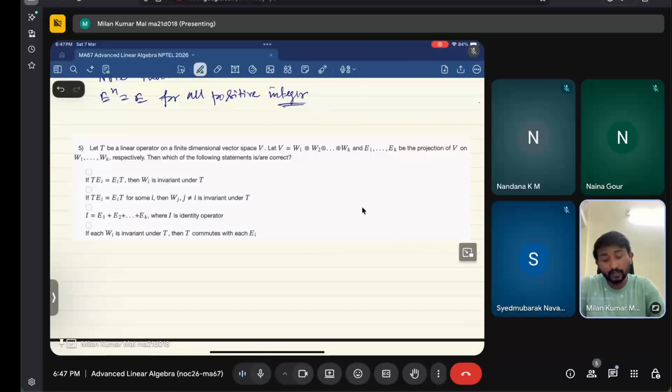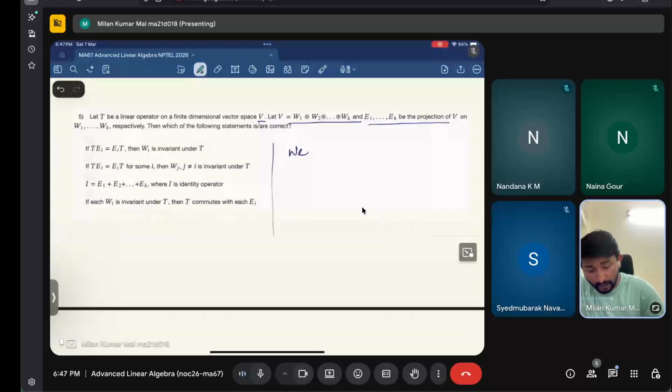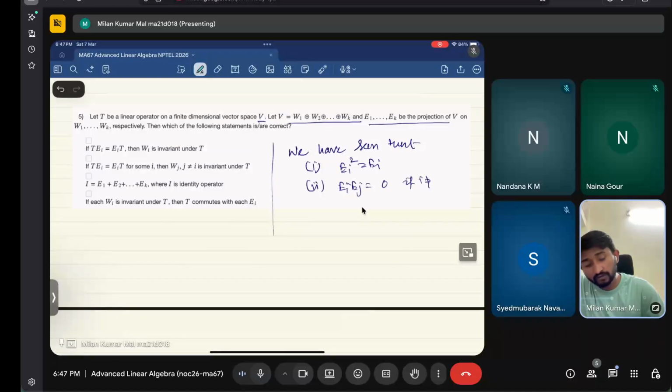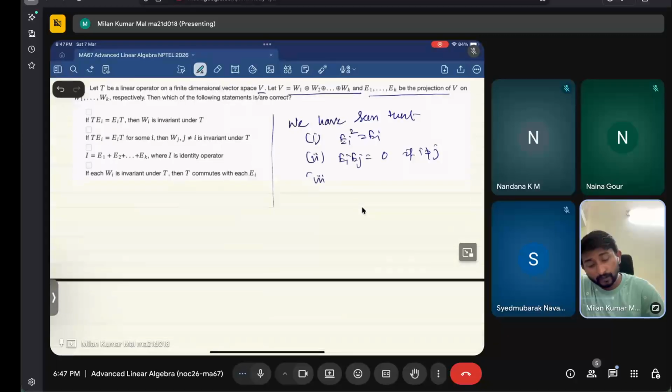But let's see. Let T be a linear operator on a finite dimensional vector space V, and V is equal to the direct sum W1, W2, up to WK, and Ei are the projections of V on W1, W2, up to WK. Then what have we seen? We have seen that first, Ei square is equal to Ei. This is the first fact. Second, Ei Ej is equal to 0 if i is not equal to j. And third, E1 plus E2 plus all the way up to EK is equal to identity, right? We have all these facts.